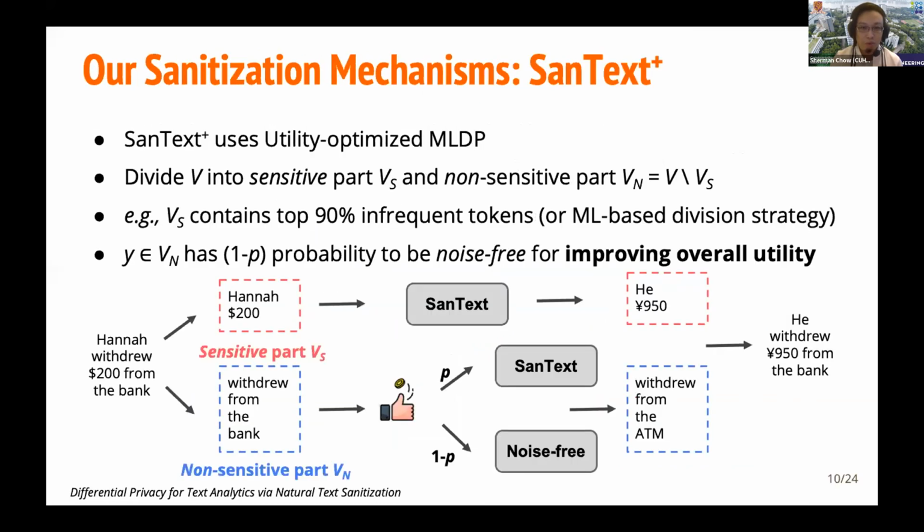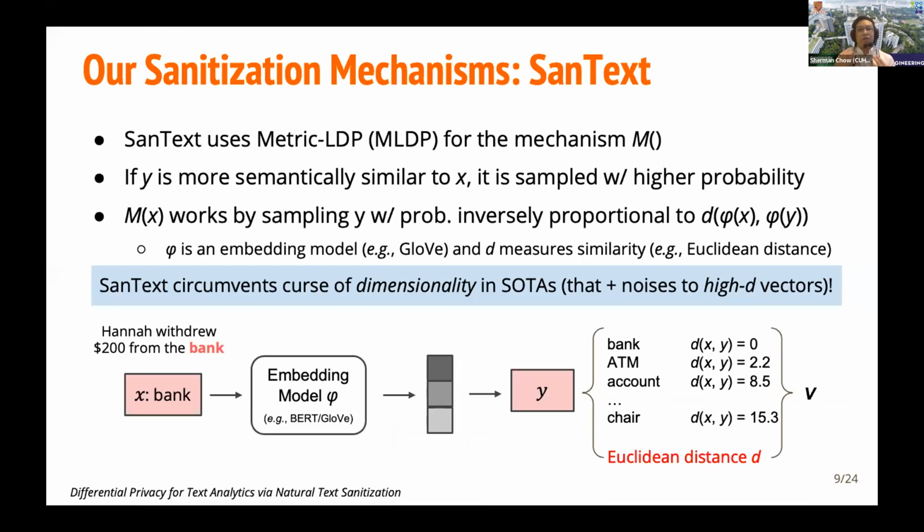So in this work, we propose two mechanisms. The first baseline, SANTEXT, just uses metric LDP, and the mechanism is we sample a token y with probability inversely proportional to the distance over the embedding encoding of the vocabulary. In this case, we capture the distance metric. As a toy example, bank may be similar to ATM, but very different from other vocabulary, say chair. That is how we sample the token, and we sample it directly, so it circumvents the curse of dimensionality.